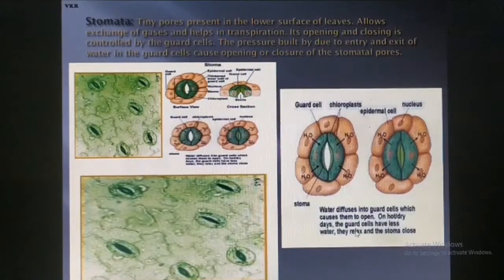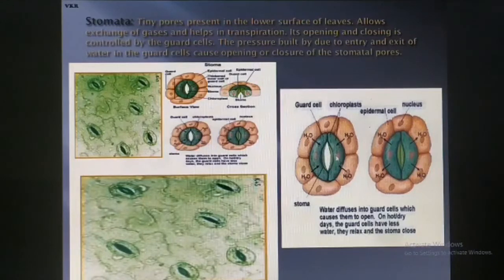Why faster in the plants during the summer season? Because the rate of transpiration is higher, the rate of evaporation of water is also higher due to that only. In the night time, the sunlight is not there, so stomata mostly closes. In the daytime, its opening and activity becomes more frequent. All right, children, this is about the stomatal behavior.